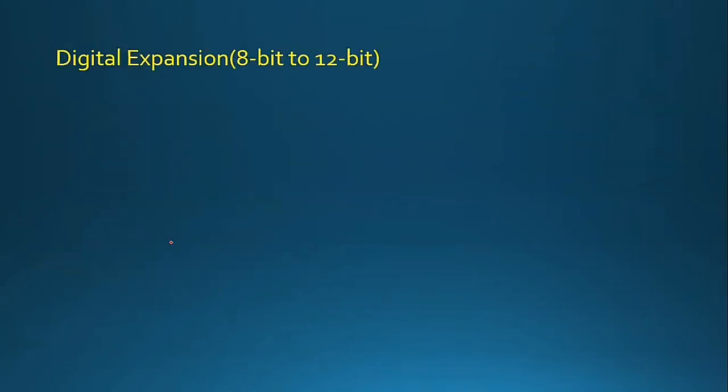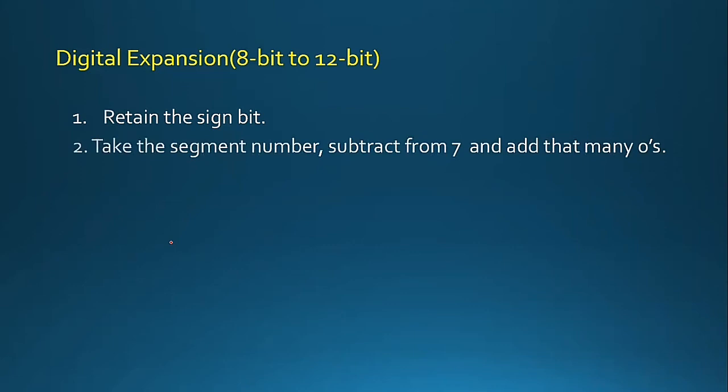Since we are done with our digital compression from 12-bit code into 8-bit code, let's proceed now with our digital expansion, which is from 8-bit code to 12-bit code. So we have the steps. Again, we have to retain the sign bit, copy the sign bit. That's just the same. Next, take the segment number. So whatever is the segment number, say for example 2, we have to subtract it from 7. And whatever is the answer, that would be the number of zeros we have to add.